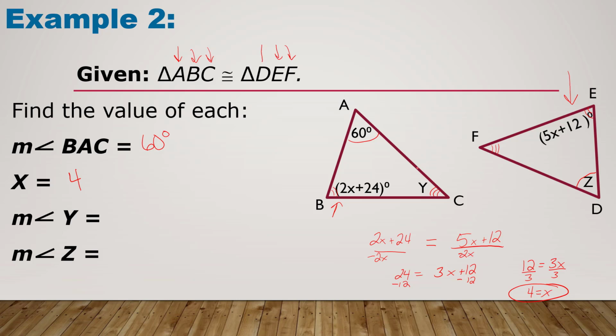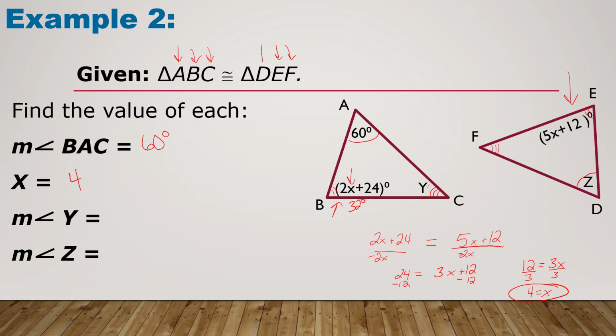Next, what is the measure of angle y? We don't have enough information yet to figure out the measure of angle y. But would it be possible to find the measure of angle ABC? Especially since we now know the value of x. Certainly. 2 times 4 is 8. 8 plus 24 is 32 degrees.